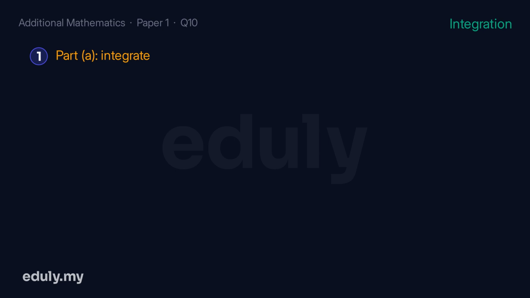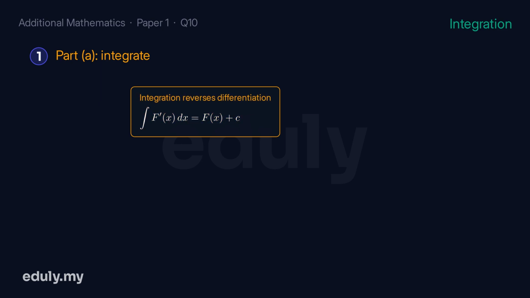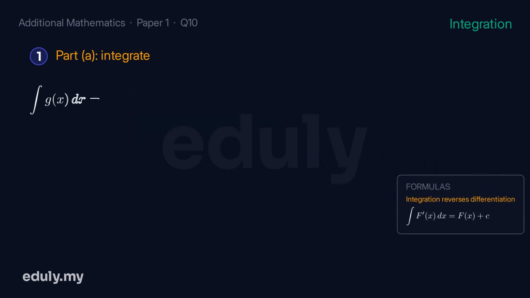Part A, we're told g is the derivative of 1 over x squared plus 1. The key idea is that integrating just undoes differentiating. Integrate a derivative, and you get the original function back, plus c. So the integral of g is exactly 1 over x squared plus 1, plus a constant.